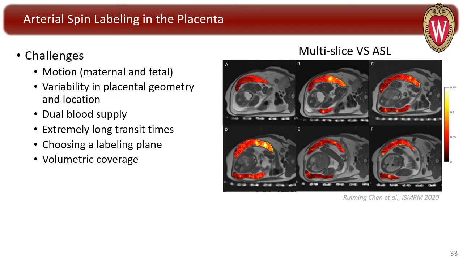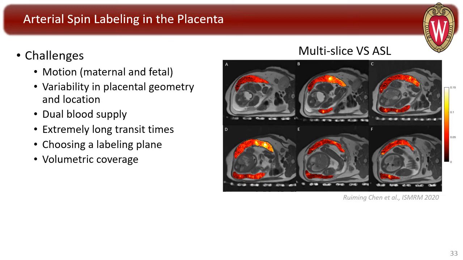Arterial spin labeling, or ASL, enables non-invasive measurement of tissue perfusion by employing magnetically labeled blood water as an endogenous tracer. While very compelling, it is also particularly challenging in the placenta for numerous reasons. That includes the presence of maternal motion, such as cardiac, respiratory, gross body, and peristaltic motion, as well as fetal cardiac and gross body motion.